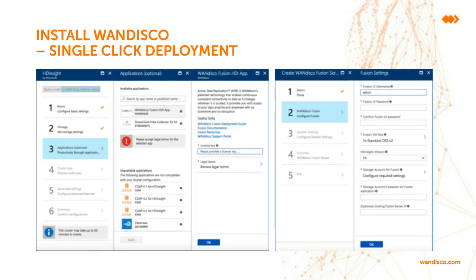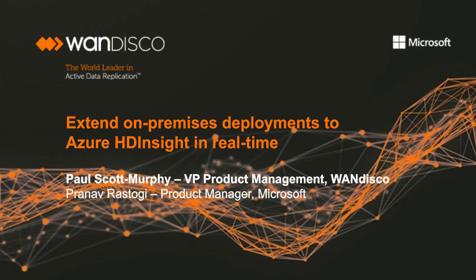What we've enabled with WANdisco is a single-click deployment. So you just go to the Azure HDInsight cluster, or you go to Azure VM and just install WANdisco with a single click, which will install the software, configure everything, and then you'll be good to go to start using WANdisco to start setting up your hybrid environment. So with that being said, I would pass it over to Paul to tell you a little more on how you can use WANdisco and be successful in your hybrid journey.